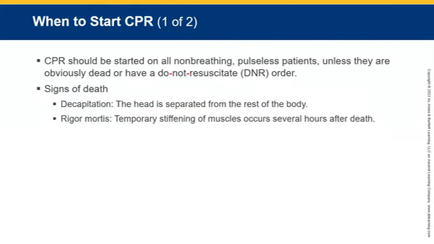When should we start CPR? Okay, anytime your patient is not breathing. There's almost no chance of finding a patient that's not breathing that doesn't have a pulse, or that has a pulse that's not breathing. It's not going to happen a lot. It's a very small window, that type of thing. Unless there's obvious signs of death or a do not resuscitate order, then we are going to start doing CPR.